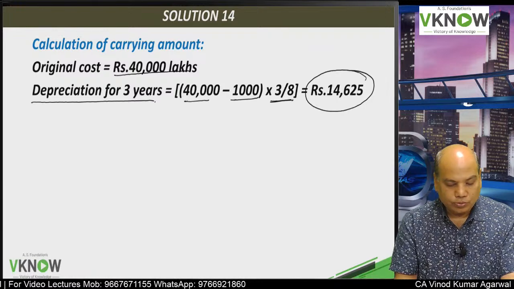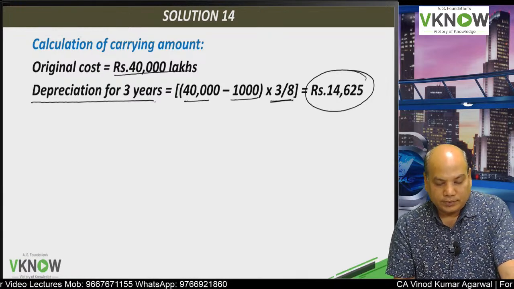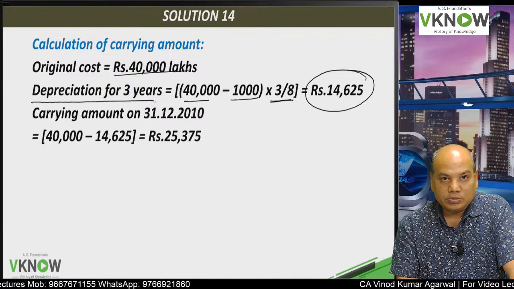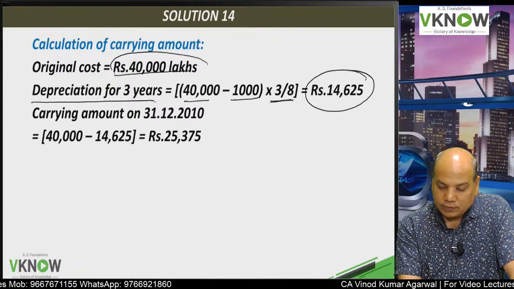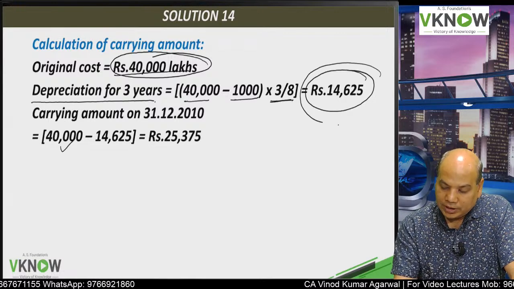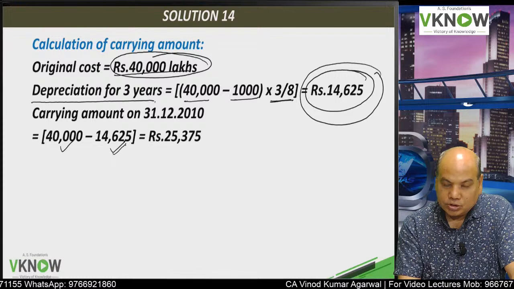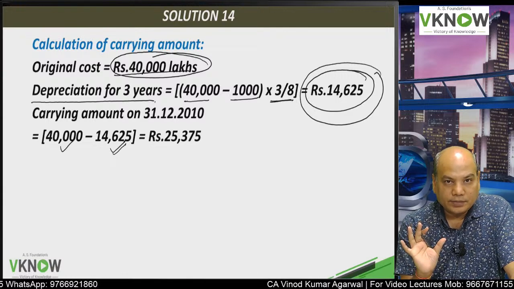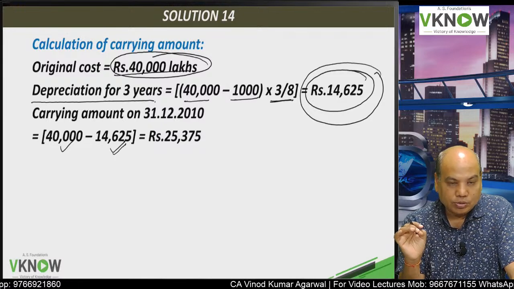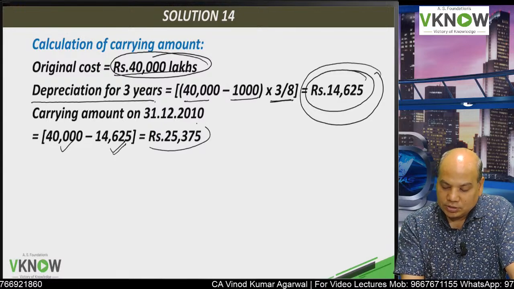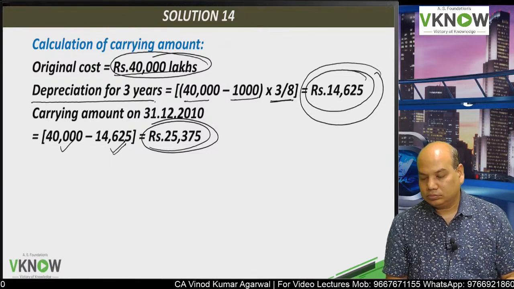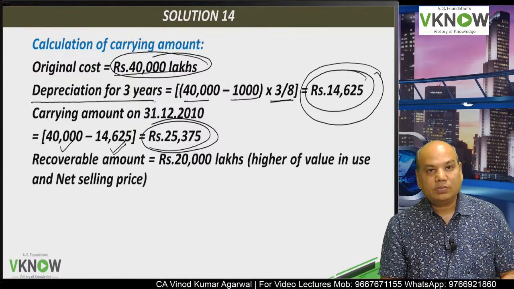So that comes to 14,625. Therefore carrying amount today will be 40,000 cost minus accumulated depreciation 14,625. Carrying amount on the date you have decided to impair, check the answer, 25,375. Is it right? Is 25,375?